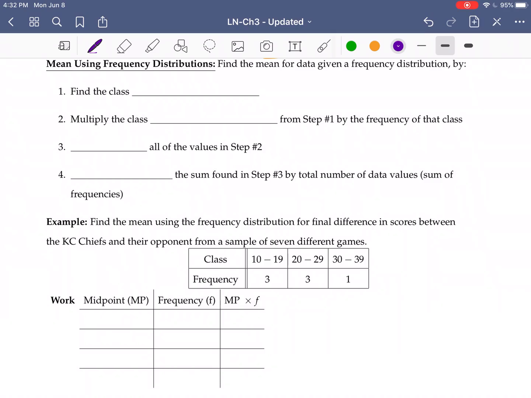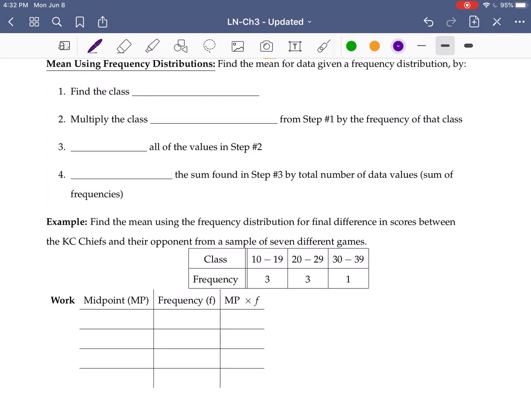In our past couple of videos, we looked at mean, median, mode, and mid-range, and how we find those for a data set when we have the data at our disposal. Here we're going to look at finding the mean when we have the frequency distribution at our disposal.